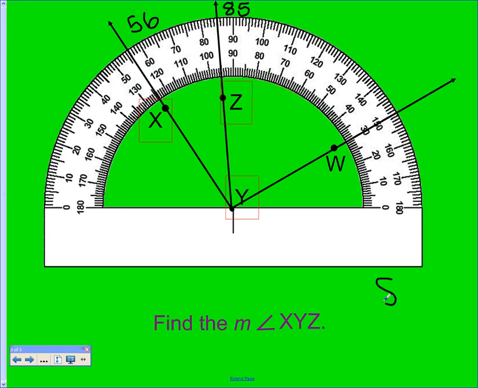So again, I'm going to find the difference of 85 and 56. I have to borrow. 15 minus 6 is 9. 7 minus 5 is 2. So the difference is 29. The measure of this angle right here is 29 degrees.